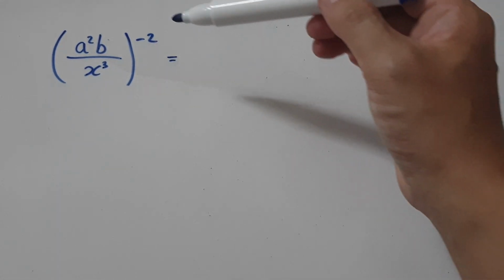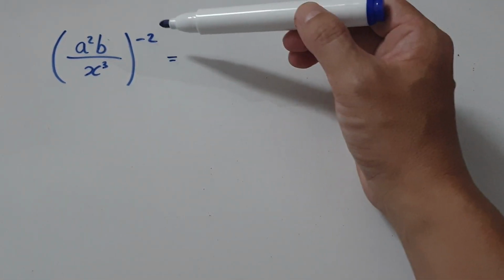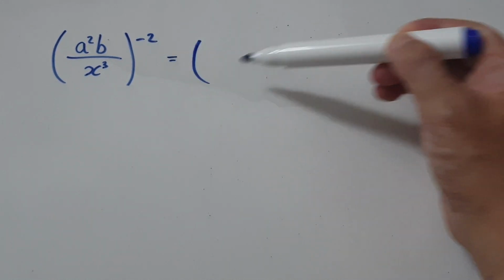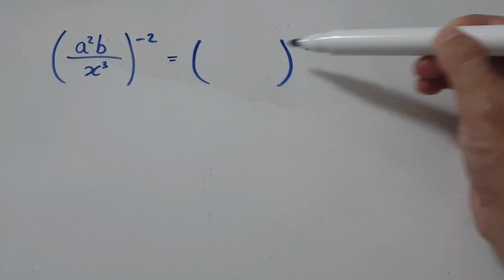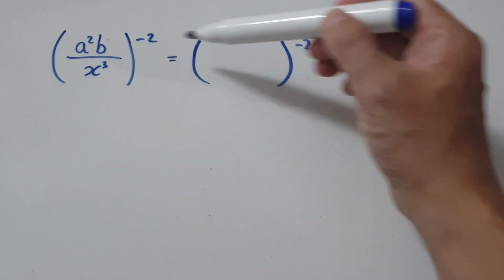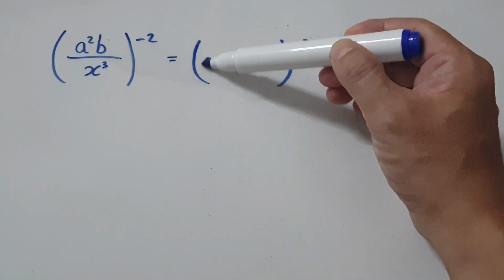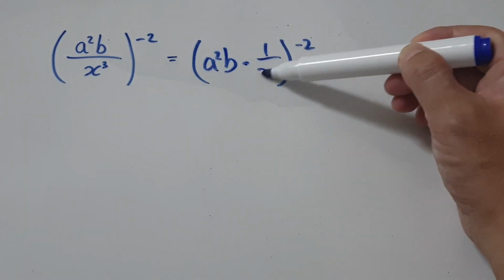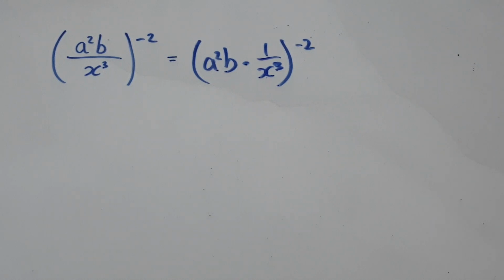Let me give you an example of how to simplify this, because here we don't really understand what it means to have a power of a -2. So we would write it as a bubble to the power of -2, but that fraction there, we can drag the numerator out. So it looks like this: a squared b times 1 over x to the power of +3.